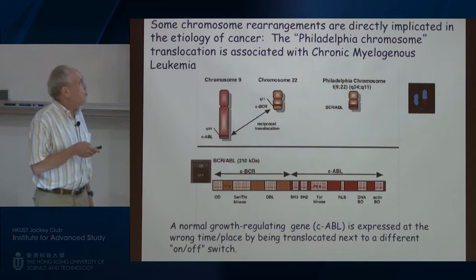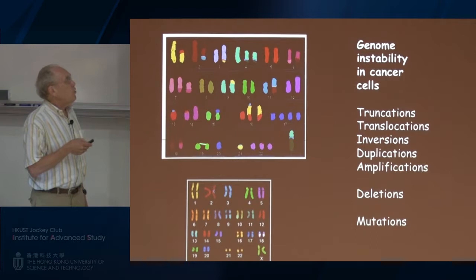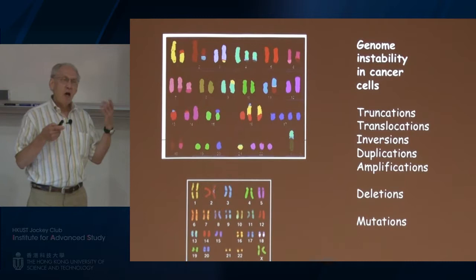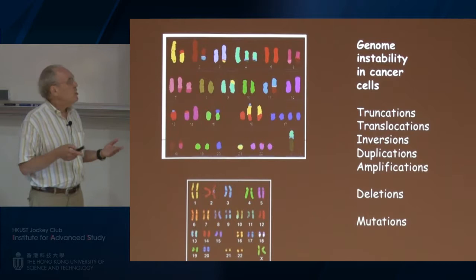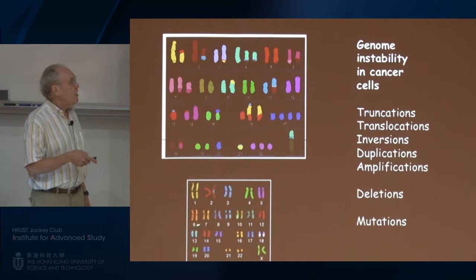I should also say, however, that from what we know so far, many of these translocations are just passengers. They are not themselves probably important at all in the cancer, but some of them are. But what is obvious is that the cell has lost its ability to maintain itself in this fine condition and to end up with cells that look like this.